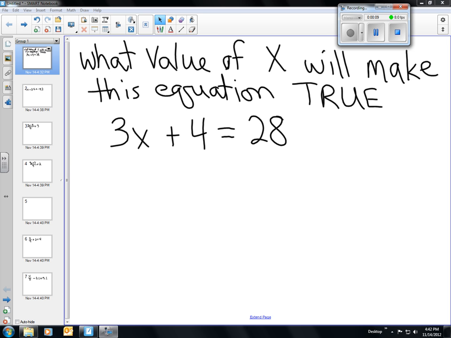Today we're going to be talking about solving equations, part 1. And here, the question we ask ourselves is, what value of x will make this equation true?